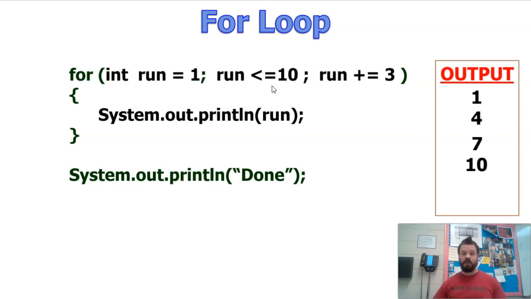Now, as far as the loop header goes, maybe you have the or equal to, maybe you don't. Depends on the situation. And then once we print the 10, run increments, goes up by 3 again, so now it's 13. That does not satisfy my loop condition anymore. Therefore, the loop is done. We'll move on to the rest of the code and print done in this situation here.